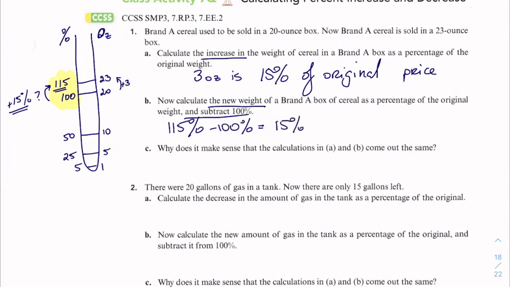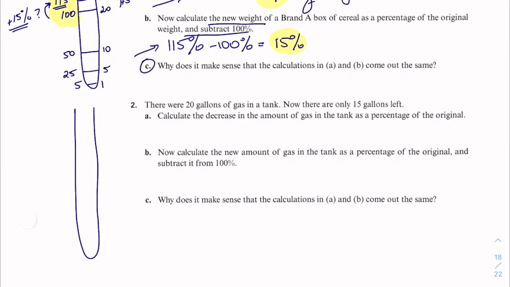Why is it that we get 15% here and 15% here? Well, if you look at it, we're adding some increase. On the right side, we're adding 3 ounces. On the left side, we're adding 15%. That change is the same. We're just expressing it in different ways. So in the first question, we decided to calculate the change first and then express it as a percent of the original price. In the second question, we calculated the new price as a percent of the original price and then subtracted out the original price. So what's left is the change.